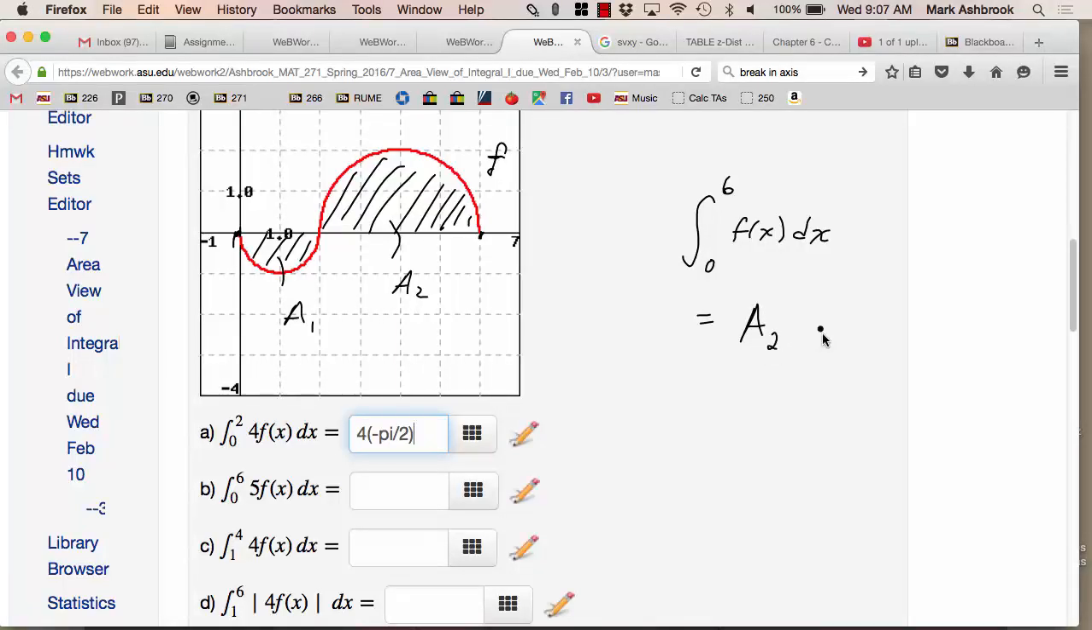A2 plus A1. No, A2 minus A1, right? That integral from 0 to 6 will calculate A2 minus A1. That's what we were saying earlier, that when you integrate from 0 to 2, you get the opposite of that area. You get the negative 1 times that area. So if you went from 0 to 6, you'd get area 2 minus area 1. And then this one's going to be times 5. Okay?